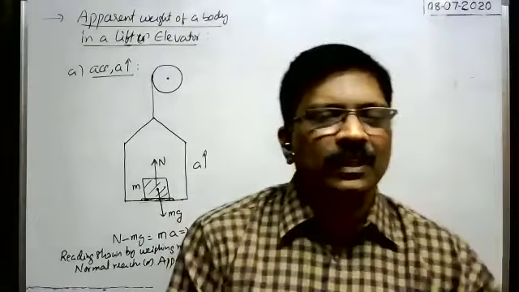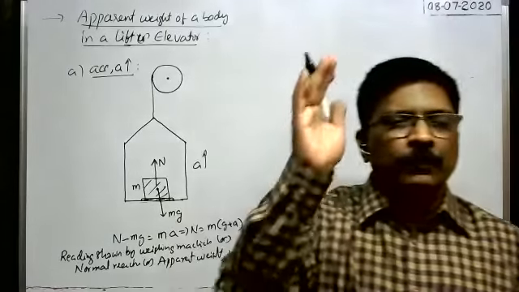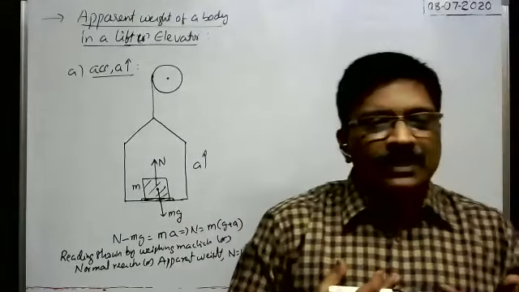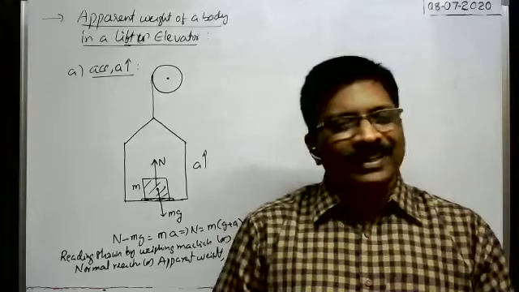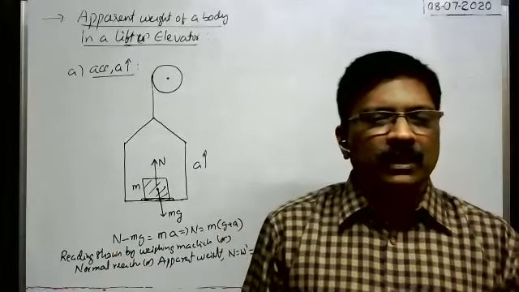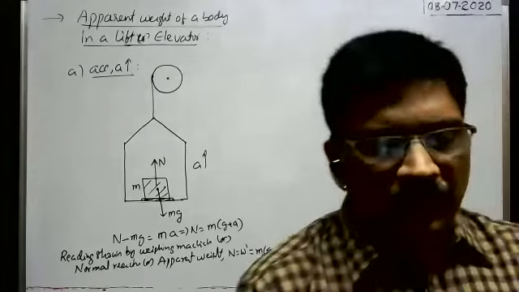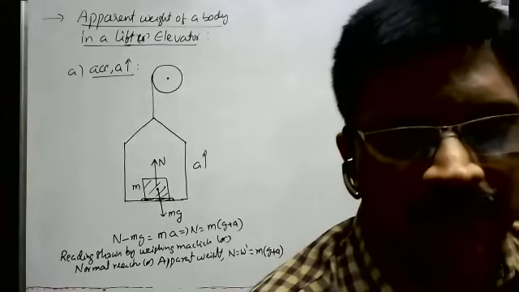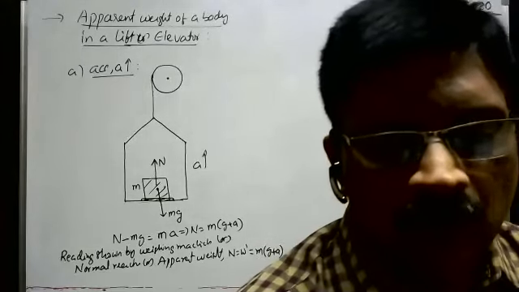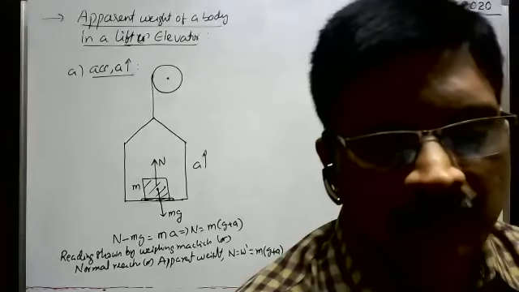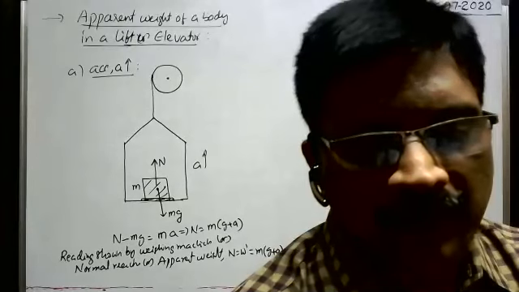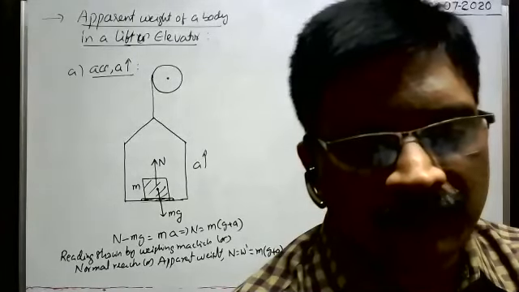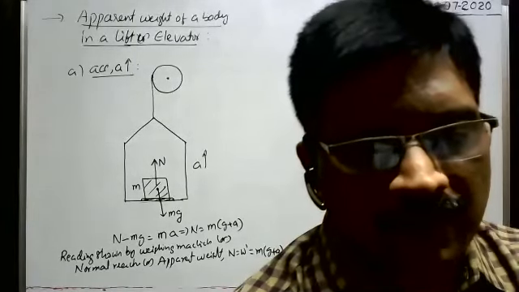So when we stand in the lift, if the lift is going upwards with certain acceleration, our weight seems to be increased. Whatever weight seems to exist there is called the apparent weight of the body in a lift, which is also equal to the reaction force exerted by the floor of the lift on the block or person.